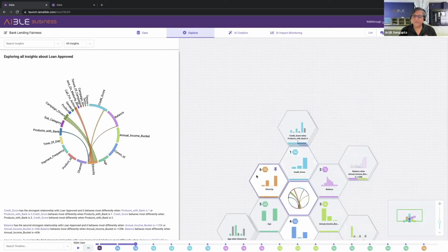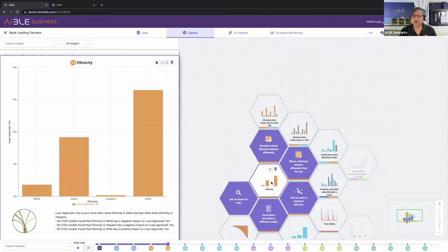But I'm most intrigued by this ethnicity graph here because ethnicity should not have shown up because my loan approval process should not have had an issue with ethnicity. But notice on the left-hand side, it's telling me, yes, I have an issue. Interestingly enough, ethnicity is white has a negative impact on loan approved, and ethnicity is Hispanic has a negative impact. But if you don't specify the ethnicity, it has a positive impact. This is kind of an interesting thing.